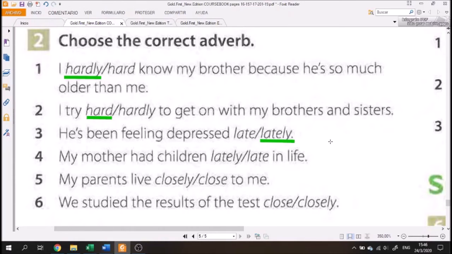If we say late, we mean like you were not on time, and that's not what we mean in this case. My mother had children lately in life or late in life? For lately, for late. Both, please. Late in life. Good. My parents live closely or close to me?